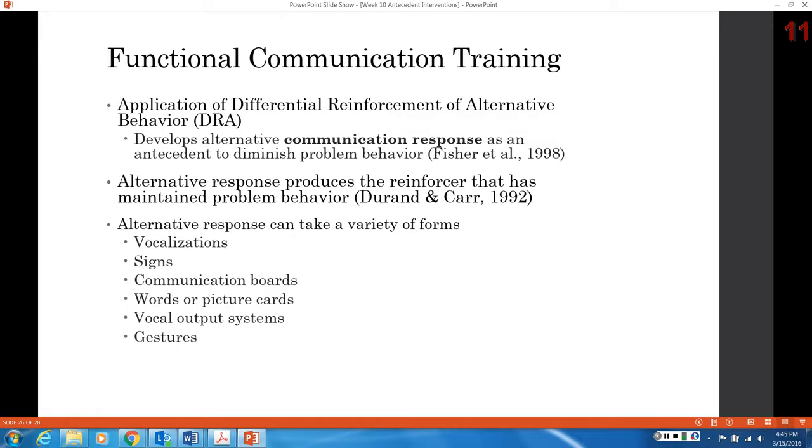FCT involves reinforcing an alternative behavior to the problem behavior. In this way, it is considered a differential reinforcement of alternative behaviors procedure, or DRA. This alternative behavior produces the reinforcer that is maintaining problem behavior. Responses might include vocalizations, signs, communication boards, and other forms.